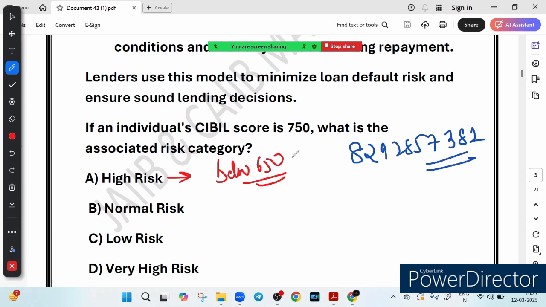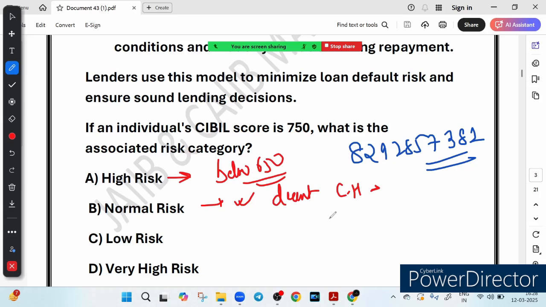That is exactly how banks see a high risk borrower. So a CIBIL score of 750 is not considered high risk, so that option is wrong. Normal risk, yes, this is correct. A CIBIL score of 750 falls under the normal risk category. People in this range have a decent credit history, and this is the key point. It means that they pay their EMIs and bills on time, so banks feel comfortable giving them loans, right?